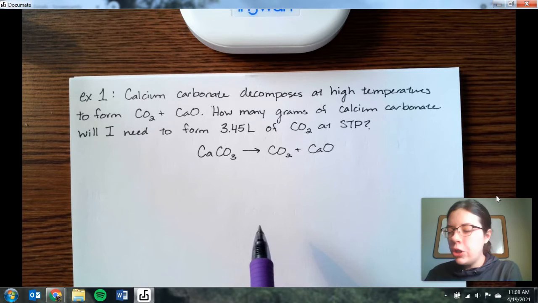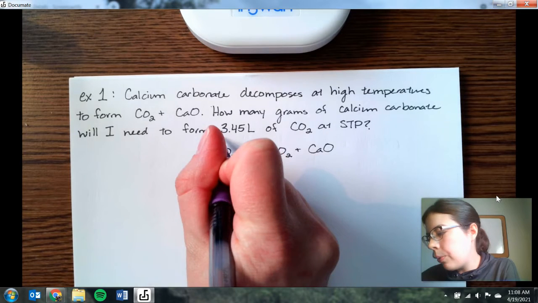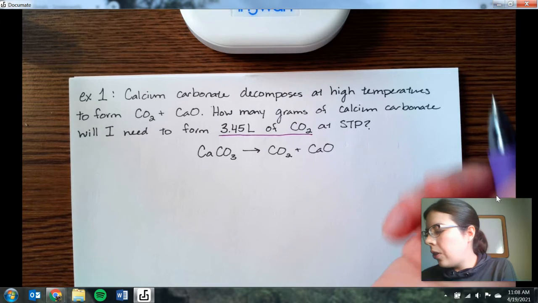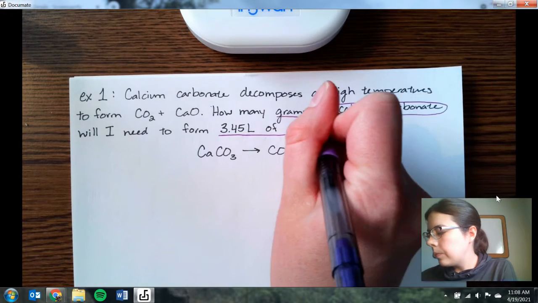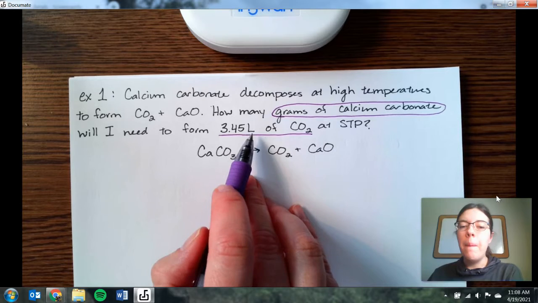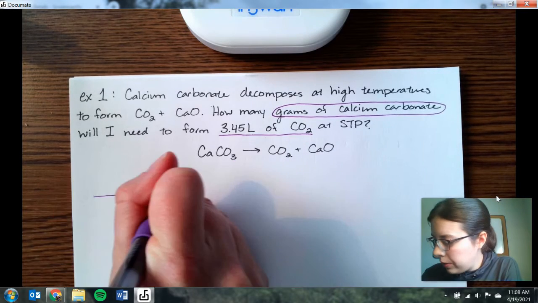As I read through this question, it's always a good process to underline what you're given, which is 3.45 liters of carbon dioxide, and circle the thing you want to find, which is grams of calcium carbonate. So we've done step 1. Step 2 is to take our given and convert it into moles. So I'm going to set up my factor label table.